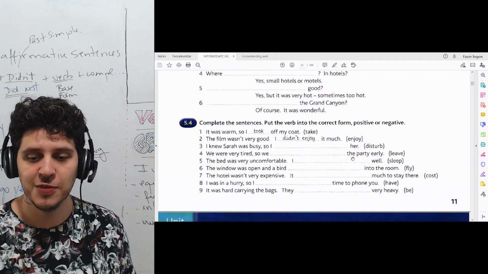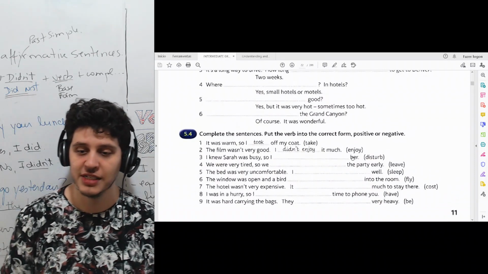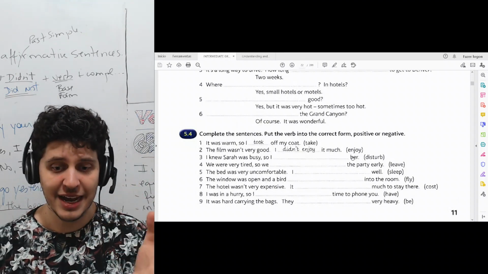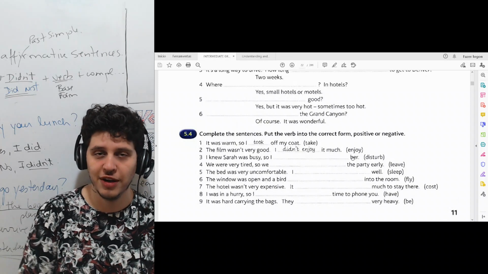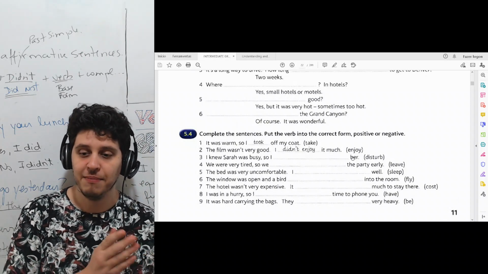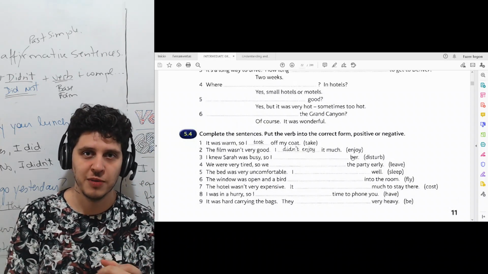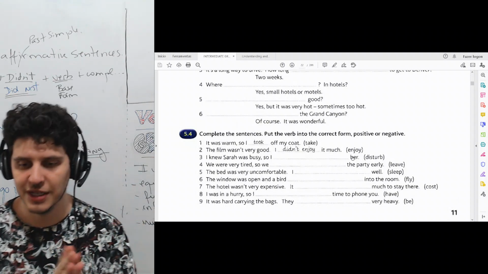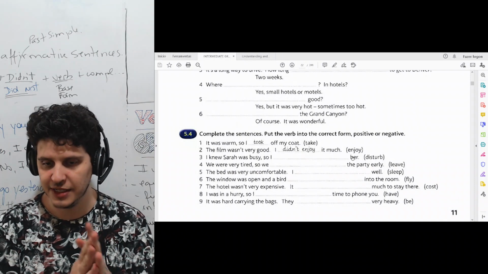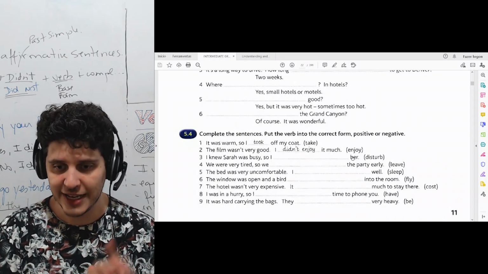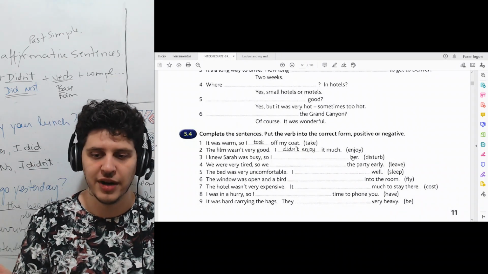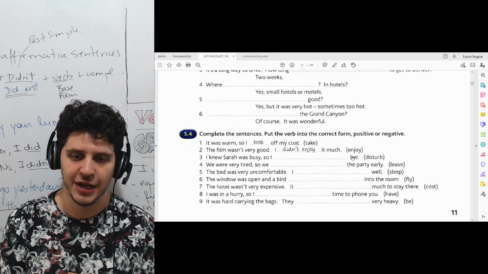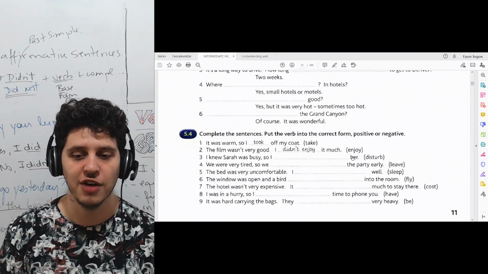Now, the last exercise. Complete the sentence, put the verb into the correct form, positive or negative. So guys, by now, probably you know everything about past simple. Maybe you still struggle to memorize the verbs in the past, but I will help you out with that. I'm going to give you a list of verbs that probably will help you understand this better. But the idea here is to choose the correct form of the past for the verbs that are given in brackets. For example, number 1, it was warm, so I took off my coat.